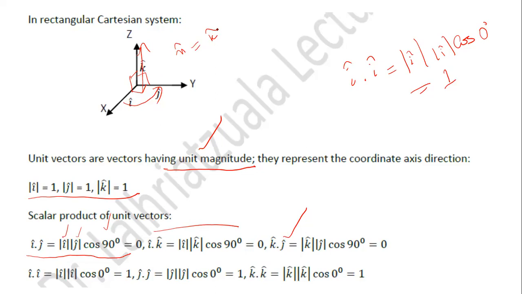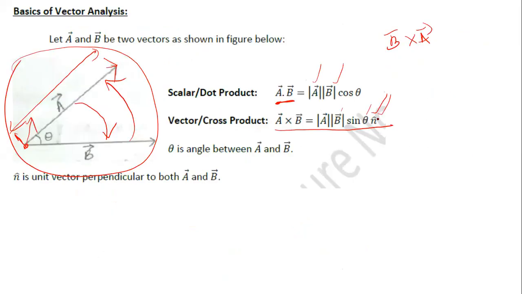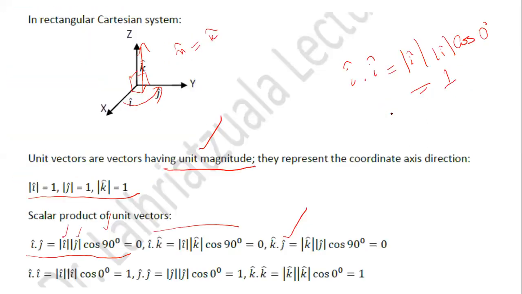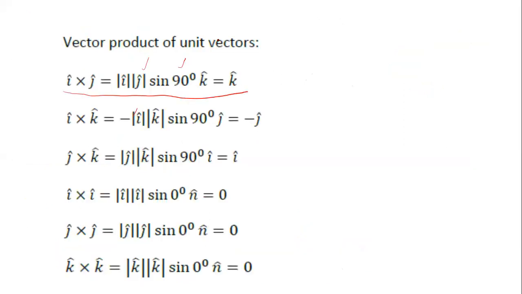So n cap, your unit vector, the one we talk about here, will be along the k cap direction. So n cap will be the same as your k cap. Here, instead of n cap, we simply write k cap, and sine 90, of course, you know it is 1.